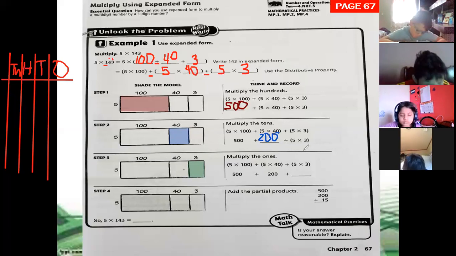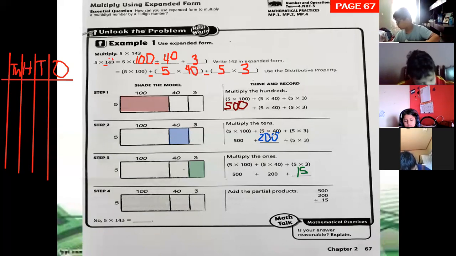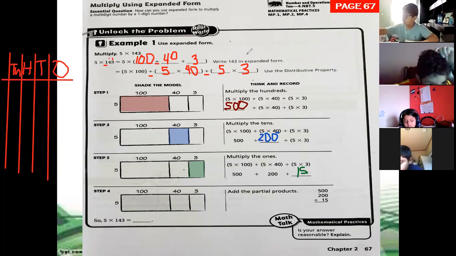Miss, I used three different colors. Okay, correct. And the last one is 5 times 3. So look at this one. We multiply the first one, and then it says plus. We multiply the second one, plus. And the other one, the last one, plus. 600. We have 600.